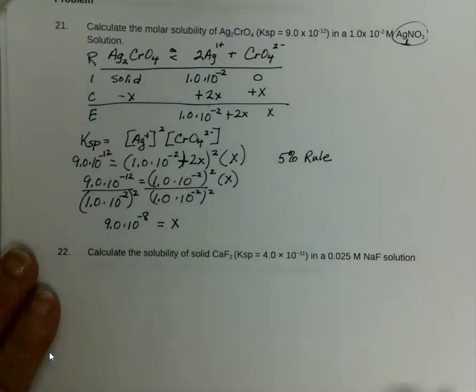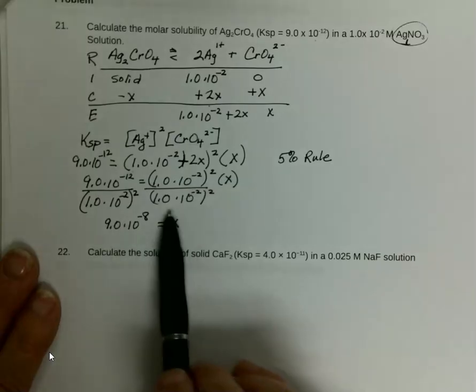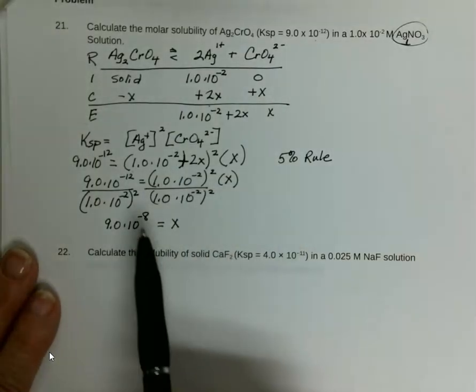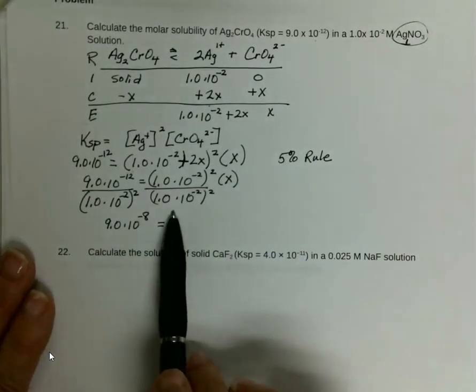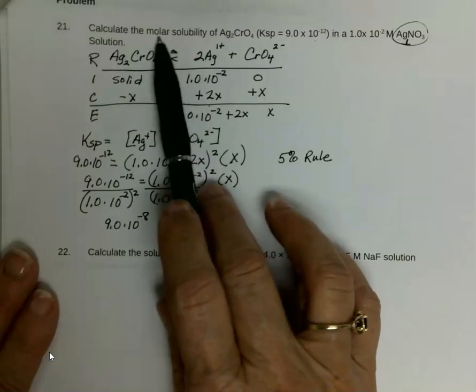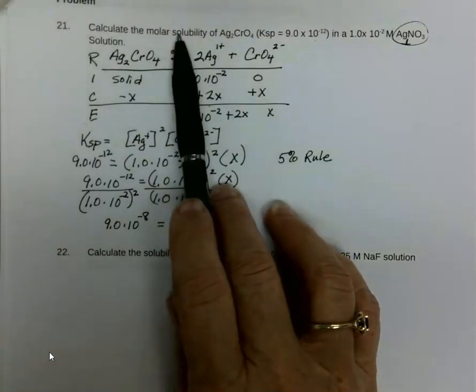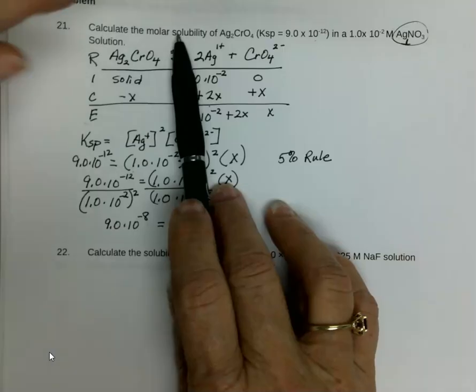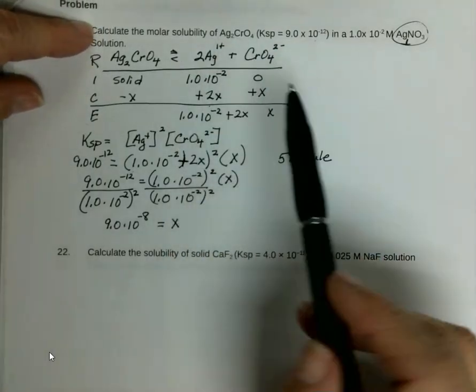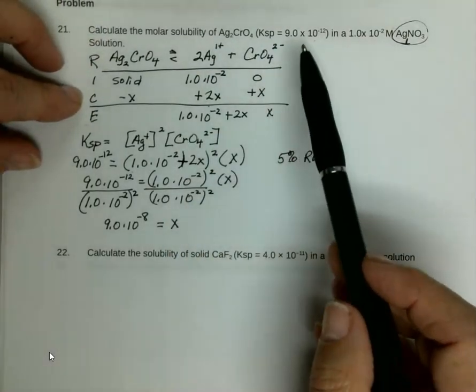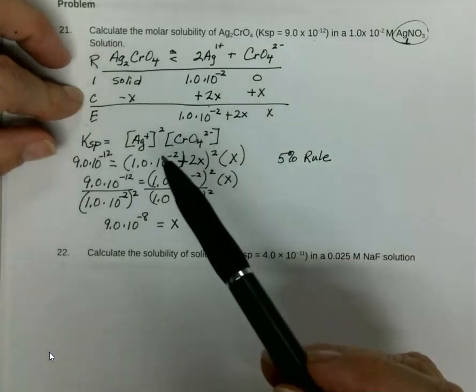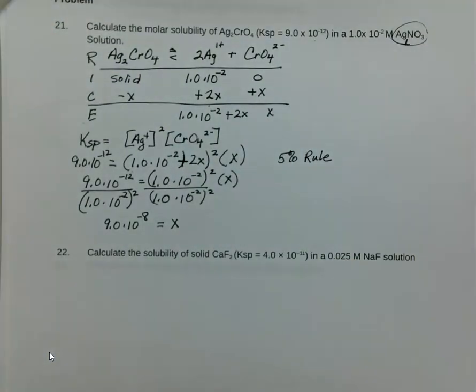Okay, now go back and make sure, and I didn't mention this last one, but make sure that this x is what I'm wanting. I want the molar solubility of my silver chromate, okay? And so make sure that that is what I actually have on my problem as my final answer.